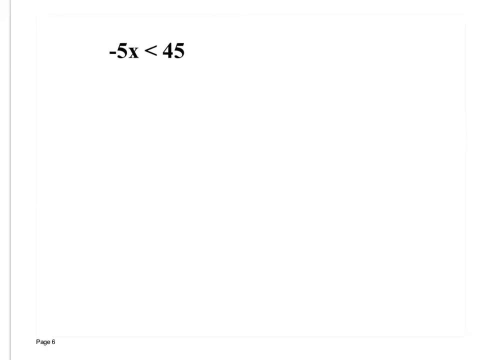All right, let's solve this one. Negative 5x is less than 45. I'm trying to get x by itself. I see I'm timesing by negative 5, so I would divide by negative 5. X drops down. 45 divided by negative 5 is negative 9. Here the sign is less than. So what does the sign at the bottom need to be? It needs to be greater than.